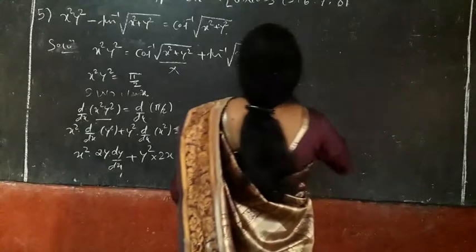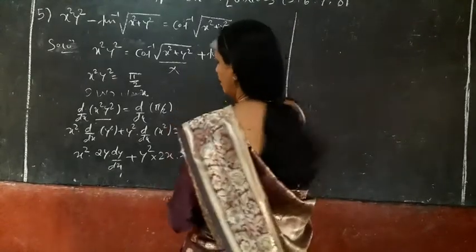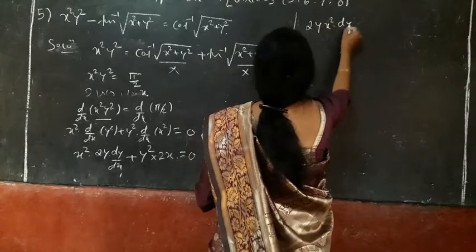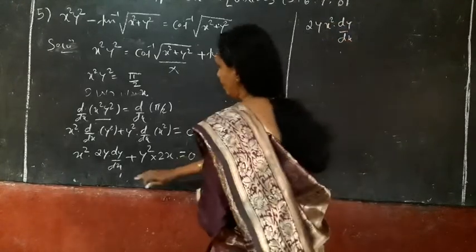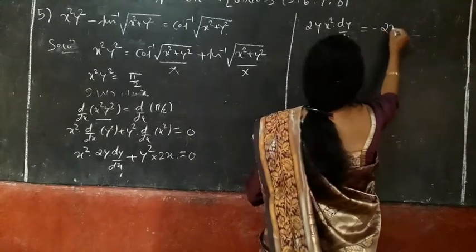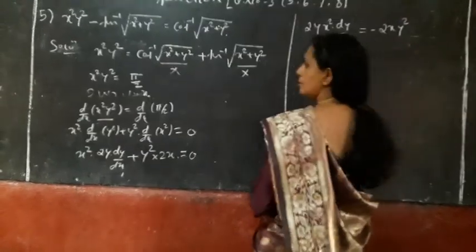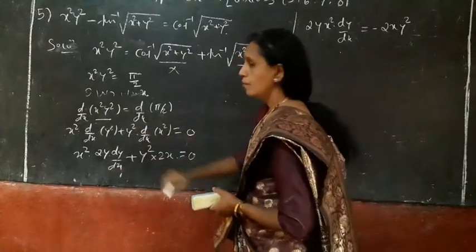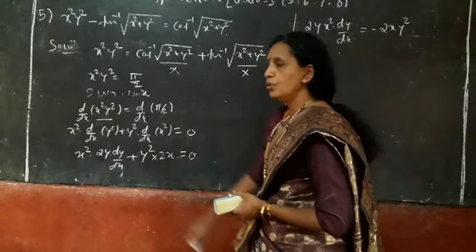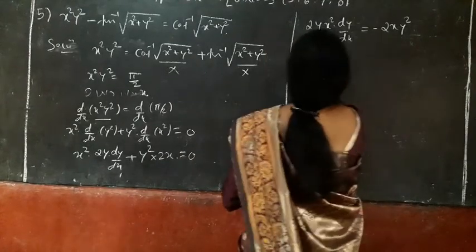Now see, 2y x square dy upon dx equal to minus 2x y square. Means take the dy upon dx term on LHS and the simple term on RHS. The sign is going to change, it becomes minus.